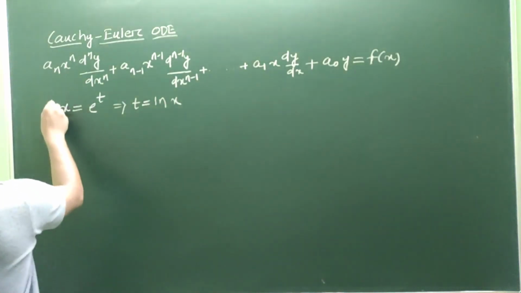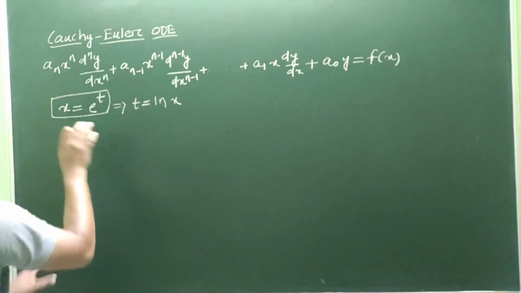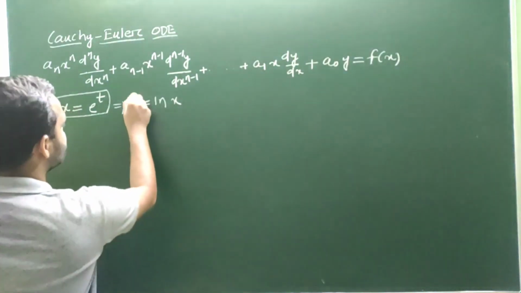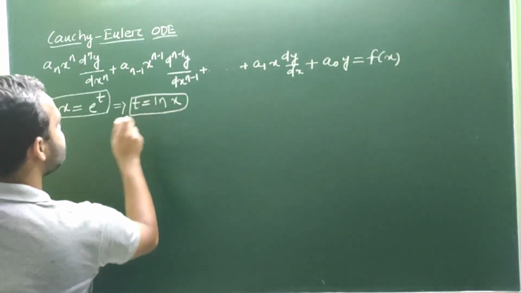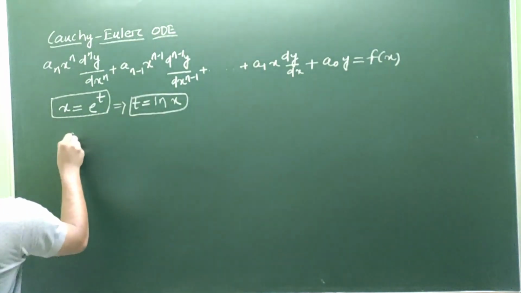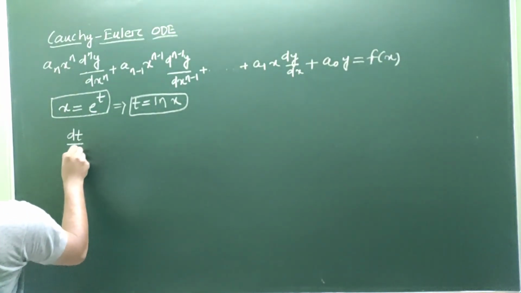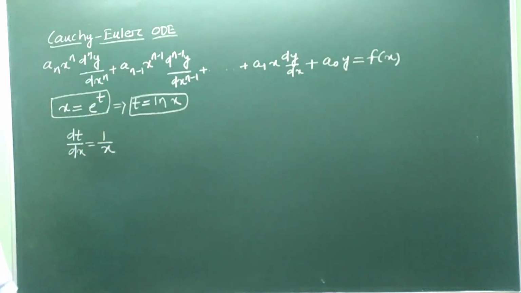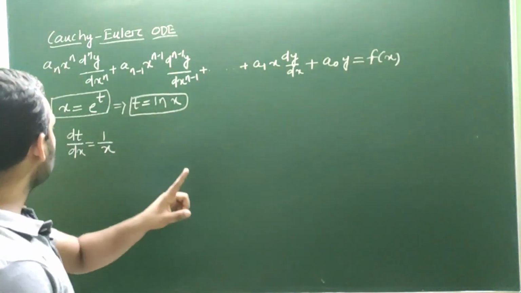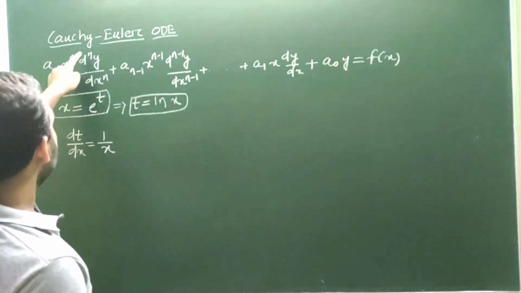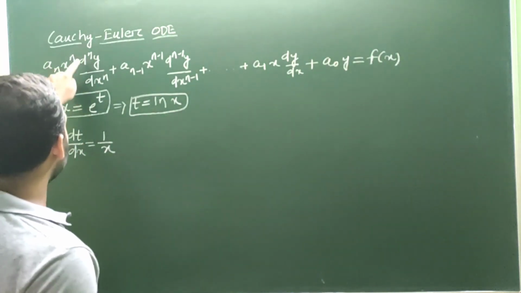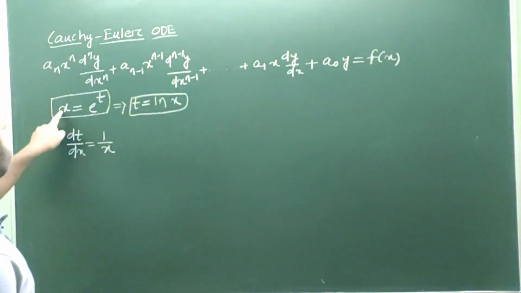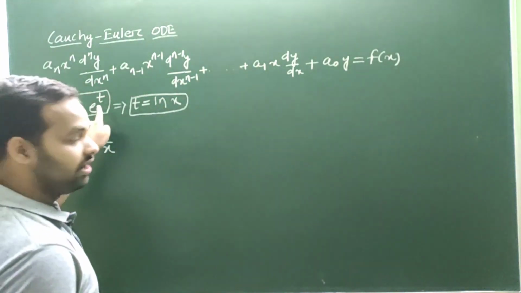Let's take a box here. This is important. Now if you differentiate this with respect to x, you will get dt/dx equal to 1/x. Now our job is to reduce this dy/dx into dy/dt, because we have taken x as a function of t here.